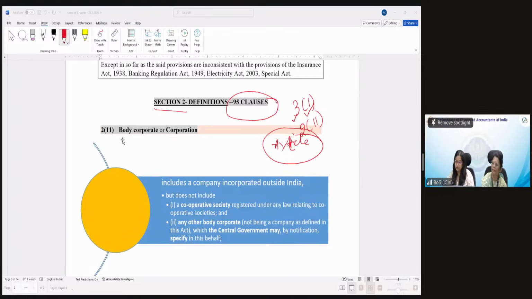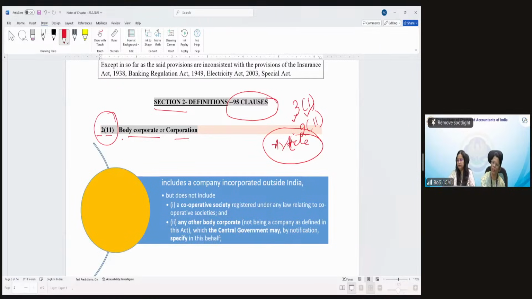So you'll see first we'll be taking up Section 2, Clause 11, body corporate. We are reading this so that you are able to retain the sections as well, along with the clauses if required, the way we told you in the introductory class. As per Section 2, Clause 11, body corporate or corporation means... If you keep on reading like this, you will remember at least a few of the sections.